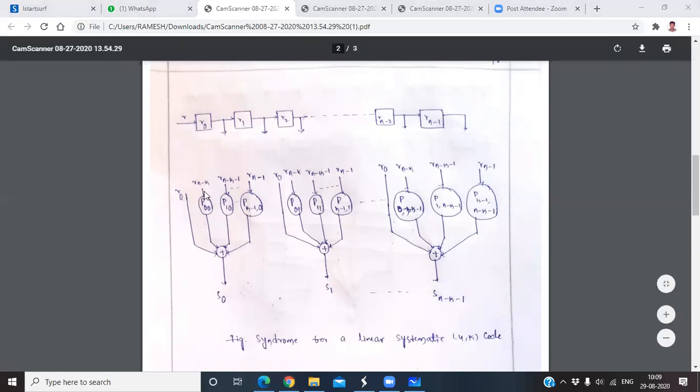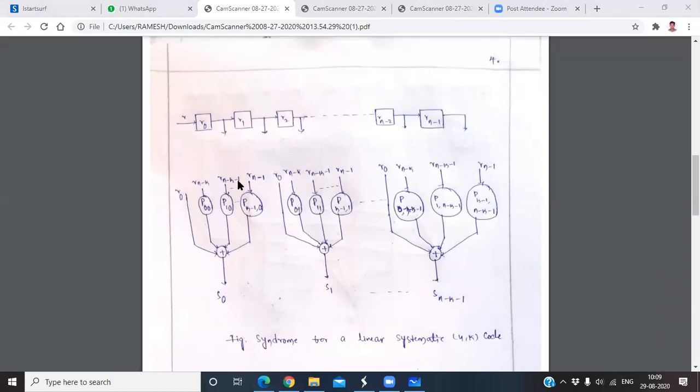Here R0, Rn minus k. I think this is Rn minus k plus 1, P10. Please change in your notebooks. This is Rn minus k plus 1. Here also I want to change all those things. Rn minus k plus 1 up to so on Rn minus 1.